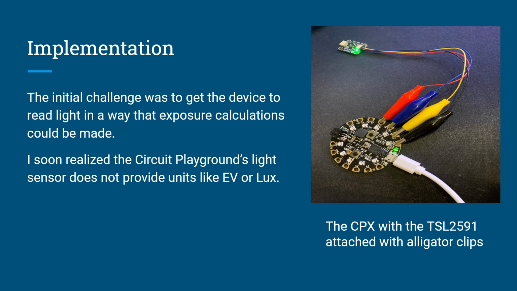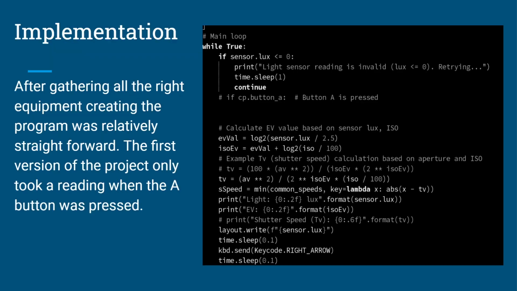This is a photo of the setup with the Circuit Playground and the light sensor connected to it. So after getting everything set up, we have the code, which was explained earlier. After gathering all the right tools, I was able to create the calculations. The first version of this project only took a reading when I pressed the button on the Circuit Playground. This was great for testing, but a loop would need to be created to gather more data.